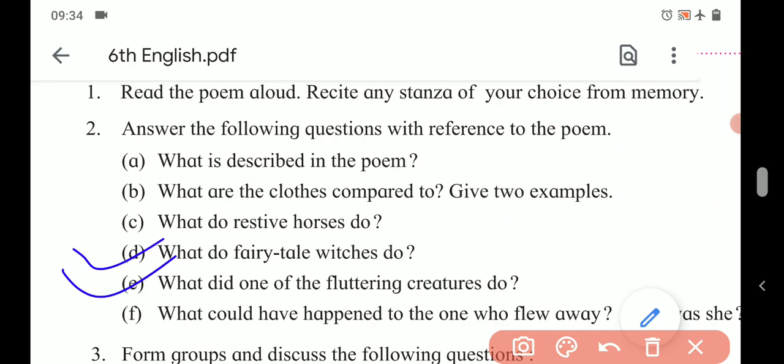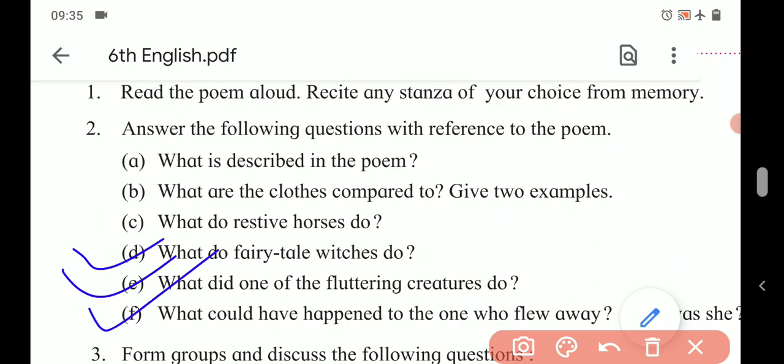One of the fluttering creatures, about which the poet talked in the third, fourth, and fifth stanzas. So, what was that? That was the poetess's handkerchief, right? So what that did, we have to write. The actions are: dance wildly, struggled, freed herself, and then flew off. So we can write: one of the fluttering creatures danced wildly, struggled, freed herself, and then flew off.